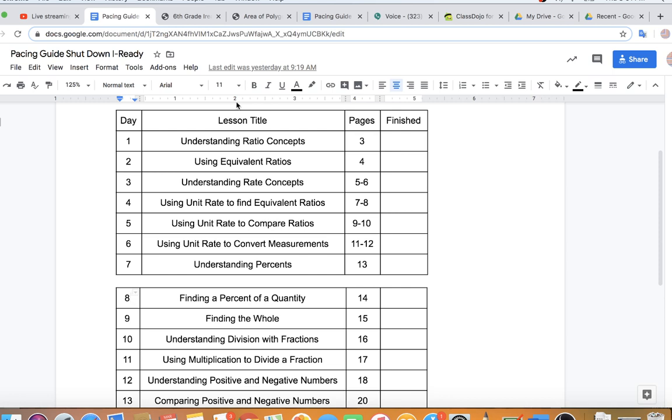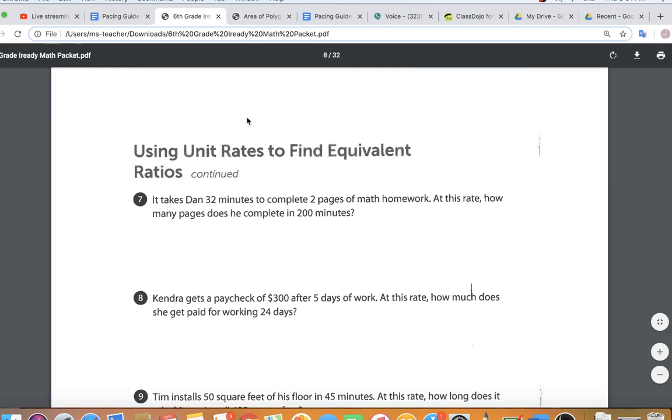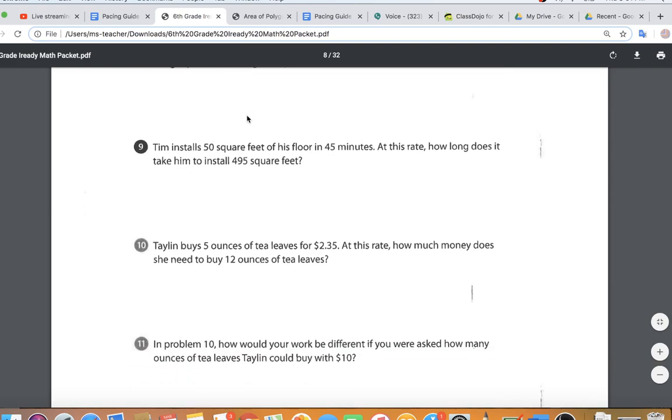All right, this one is for day 4, page 8 from your iReady packet. So it should be this page, page number 8.